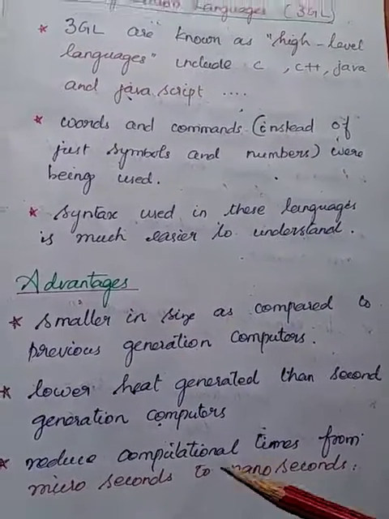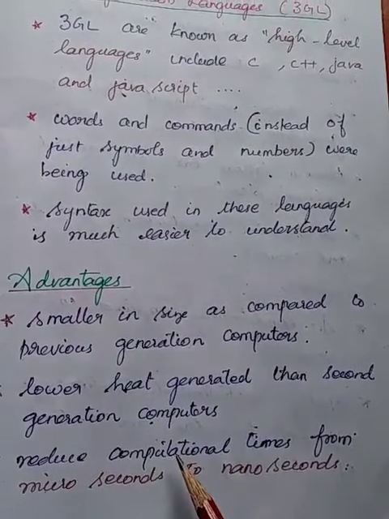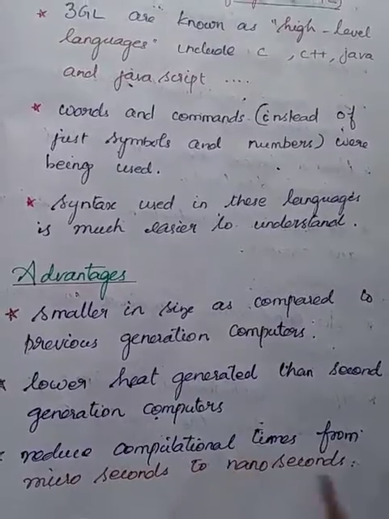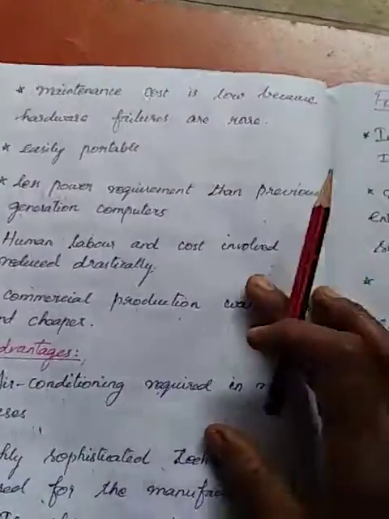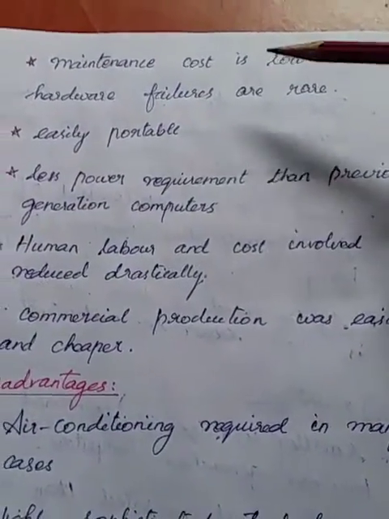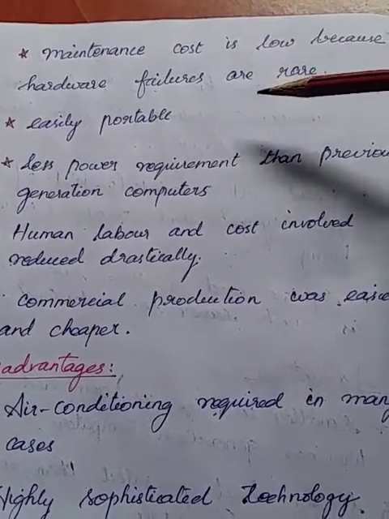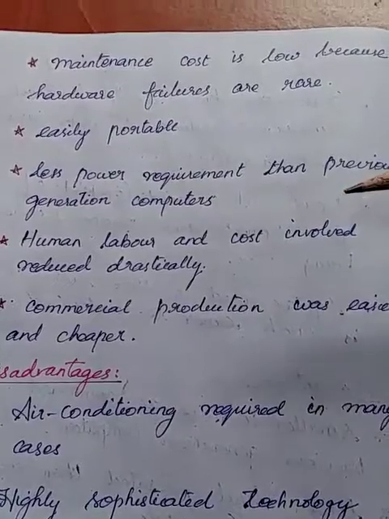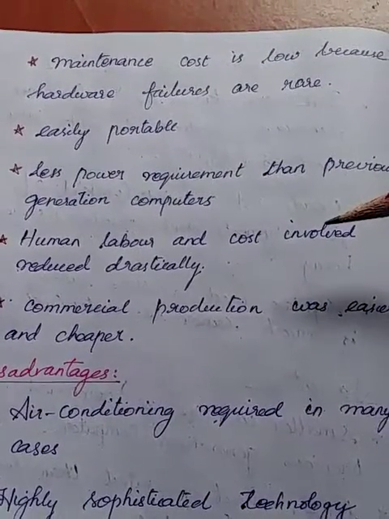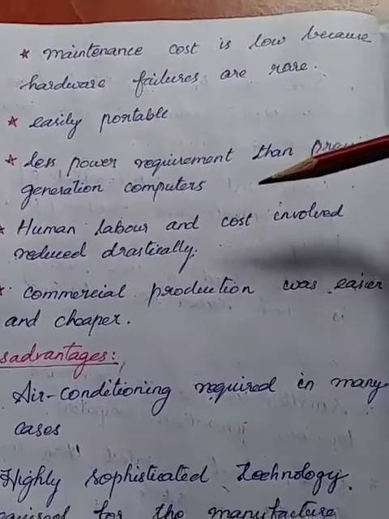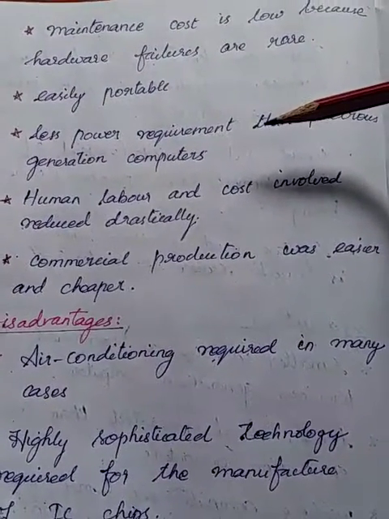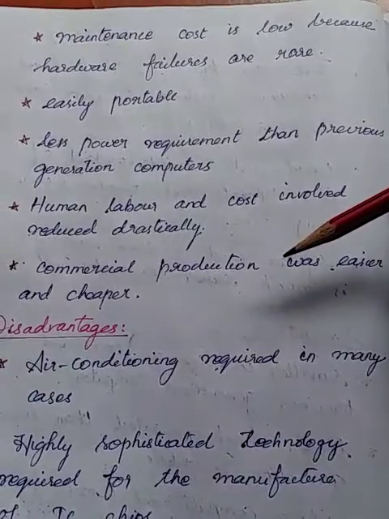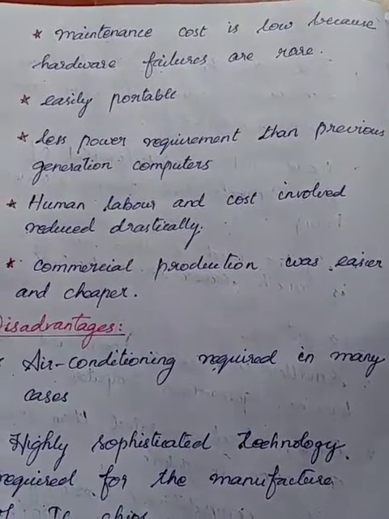The advantages of third generation computers are that they are much smaller in size, low heat is generated, and there is high computational speed. The computation can be done in nanoseconds, and maintenance is very low. It is very portable. It requires less power. Human labor is reduced, and cost is also reduced. Using these third generation computers and languages, commercial applications were easily generated.